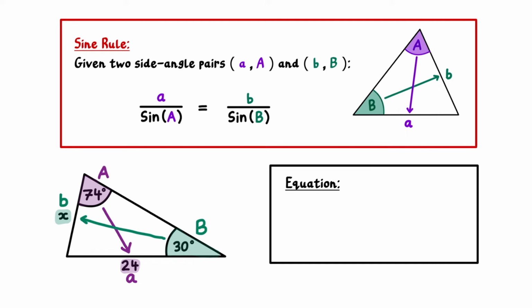The sine rule says that a over sine of capital A equals b over sine of capital B, so putting our values into the statement tells us that 24 over sine of 74 equals x over sine of 30. From here, algebra could be used to solve the equation and find the value of x. However, before we turn our attention to the algebra, let's get some more practice using the sine rule on some other triangles.